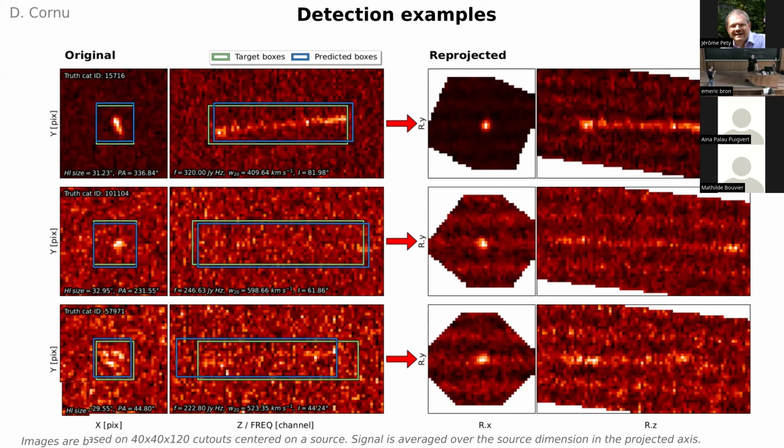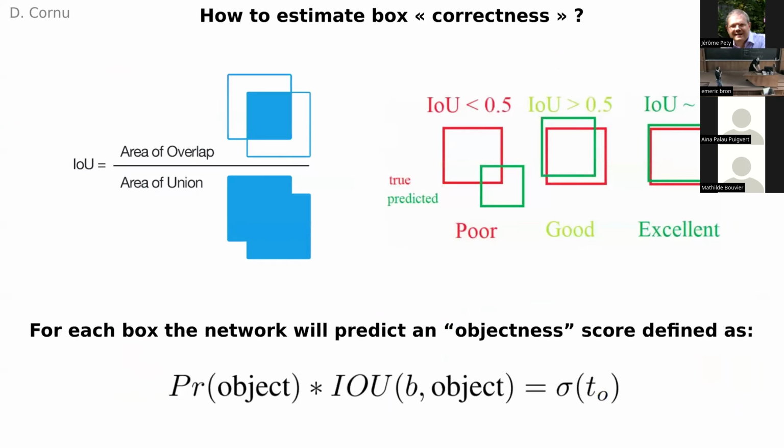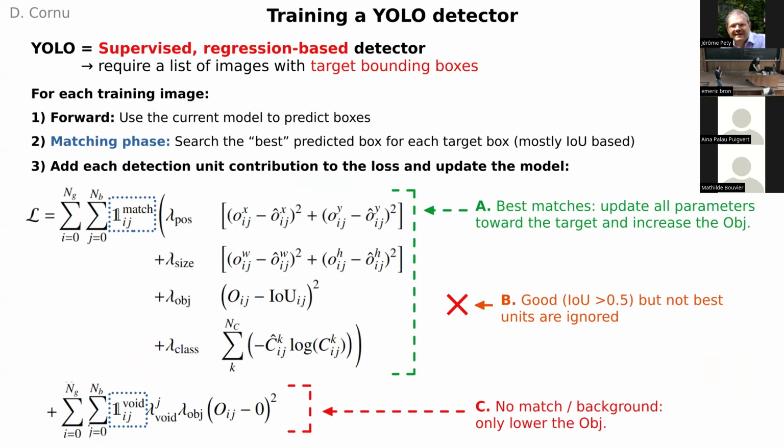Maybe a quick one. What is the loss? Is it a multitask loss or something like this? So the default YOLO loss will look something like this. It's a regression-based loss. For the best match between the target and the prediction, we are moving the prediction toward the target. And for all of the boxes in the image, we are just lowering the objectness score.